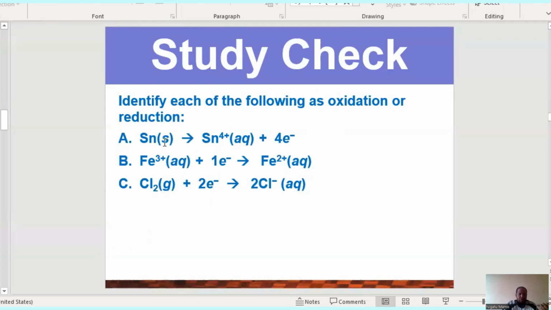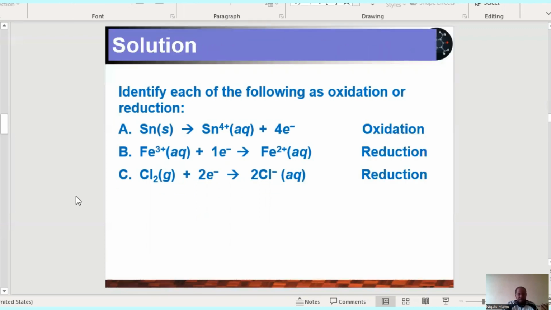First, assign the oxidation state for each atom in the reactant and product side. Then you can identify the oxidation and reduction. If it is oxidation, the oxidation number will increase when we go from reactant to product. For a reduction reaction, the oxidation number will decrease when we go from reactant to product. Okay, let's see the solution.